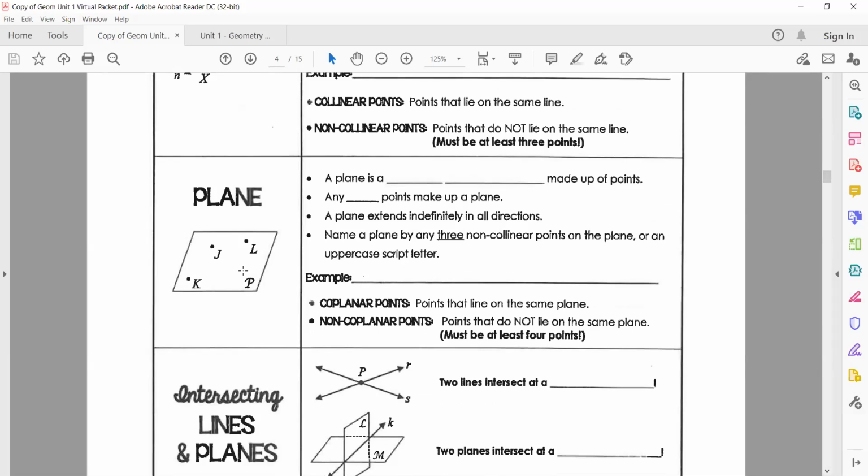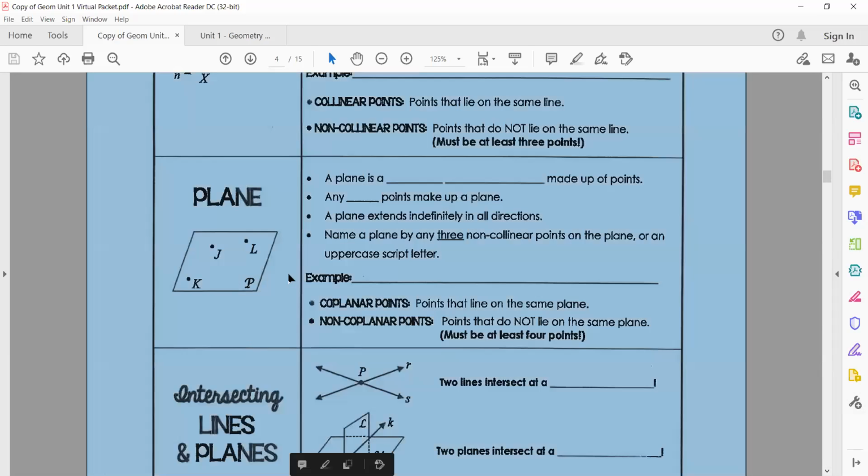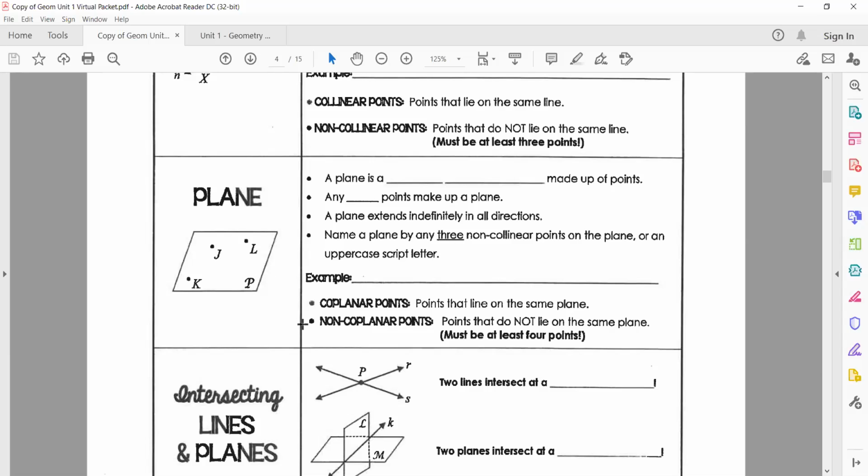Down here under plane, this is a little better example of what I was trying to describe earlier with that capital letter in cursive, that capital letter P. It's a fancy stylized P. It's not the same font as K, J, or L. Those are points. The reason I know this is plane P and not a point is, first, there's no point near it, and then the style of the letter tells me it's referring to the plane, not to a point.